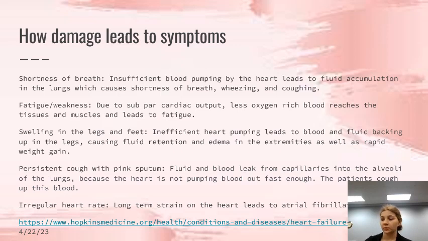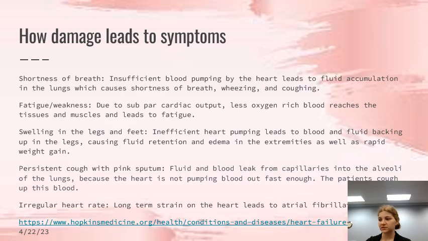So this is how damage leads to symptoms from a physiological perspective. Shortness of breath is caused by fluid accumulation and pulmonary edema in the lungs. This is also what makes the patient begin to wheeze and cough. Their lungs aren't working as well because they're leaking full of fluid.